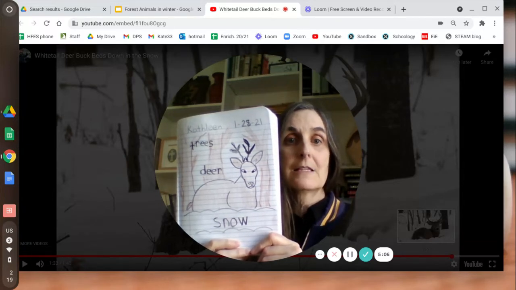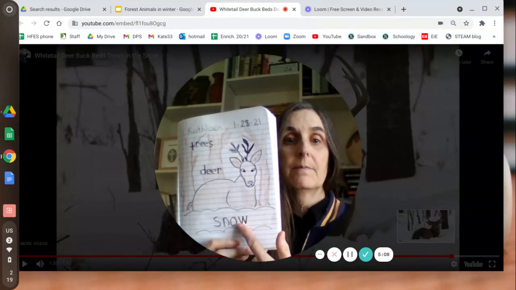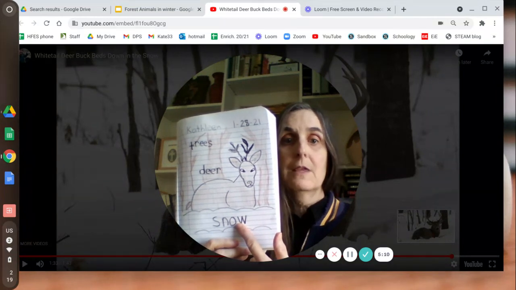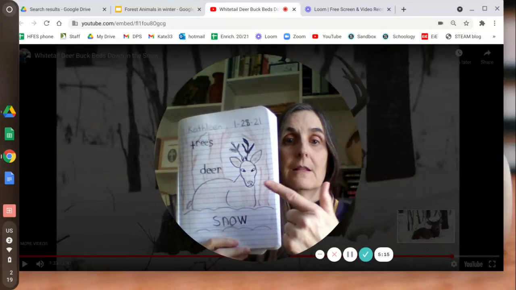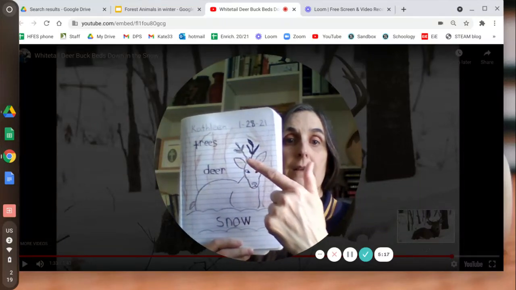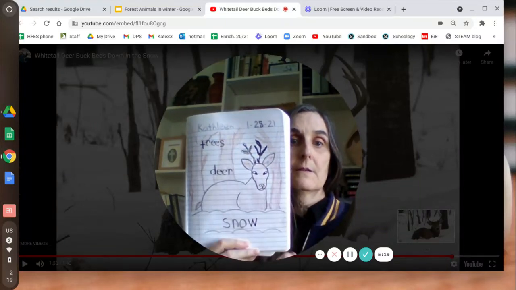One last thing that scientists love to do is to label. So I labeled the snow that he was laying down in. And you can see I labeled the deer and the trees.